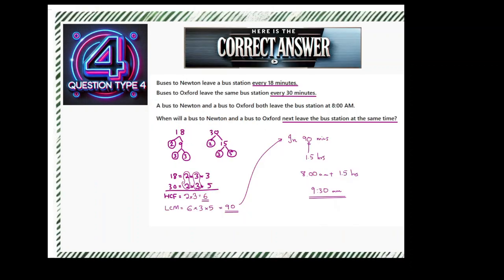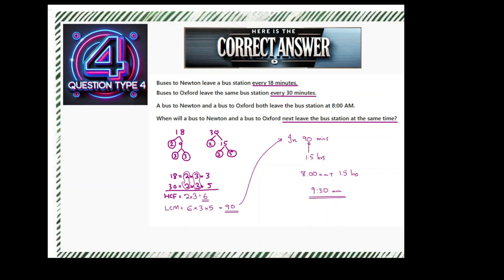And here you can see the correct answer. So it's very similar to the previous question. Buses to Newton leave a bus station every 18 minutes, Oxford every 30 minutes. Then obviously what you need to do is find the LCM of 18 and 30.